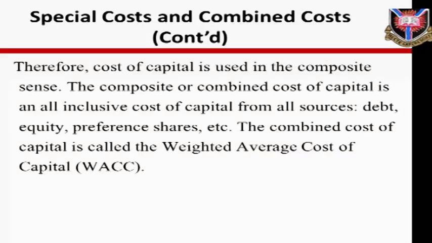The composite or combined cost of capital is an all-inclusive cost of capital from all sources, that is debt, equity, preference shares, etc. The combined cost of capital is called the weighted average cost of capital. In capital project evaluation, the composite cost of capital should be used as an acceptable criterion even when the firm may use equity or debt to finance it. It is the overall mix of financing that is of absolute importance.